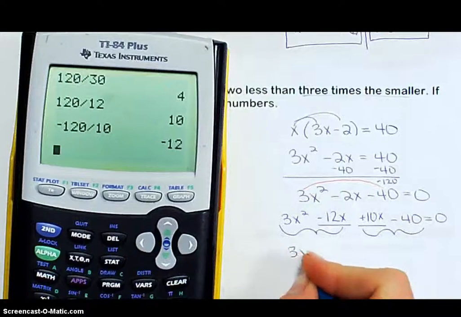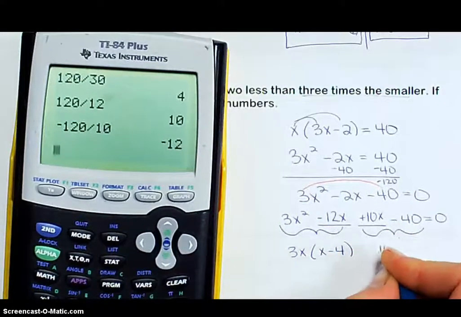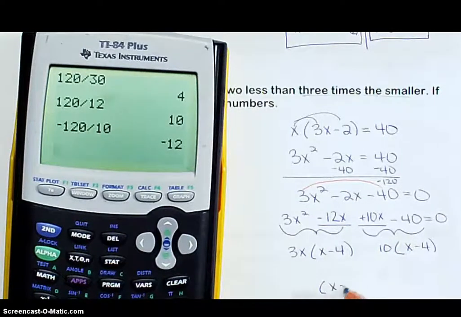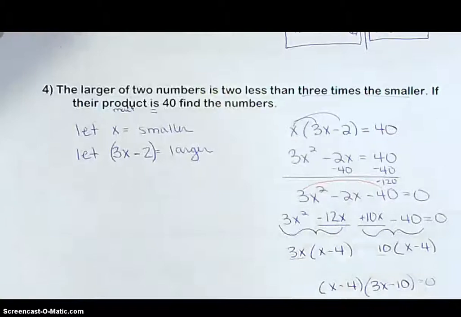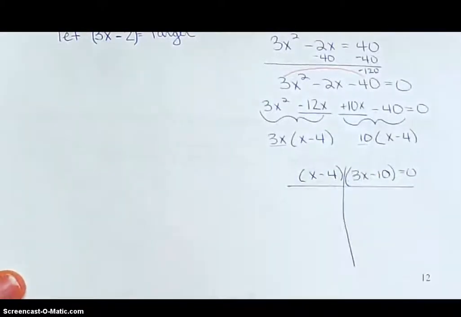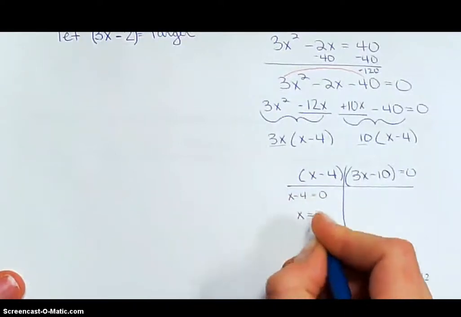So here we get 3x, x minus 4. Over here we're going to have a GCF of 10, x minus 4, which is perfect. Our parentheses are the same, so that's our first factor. And then you put the outsides together: 3x minus 10 equals 0. Okay, so now we can tee it up and find our two solutions. So x minus 4 equals 0, so x is equal to 4.